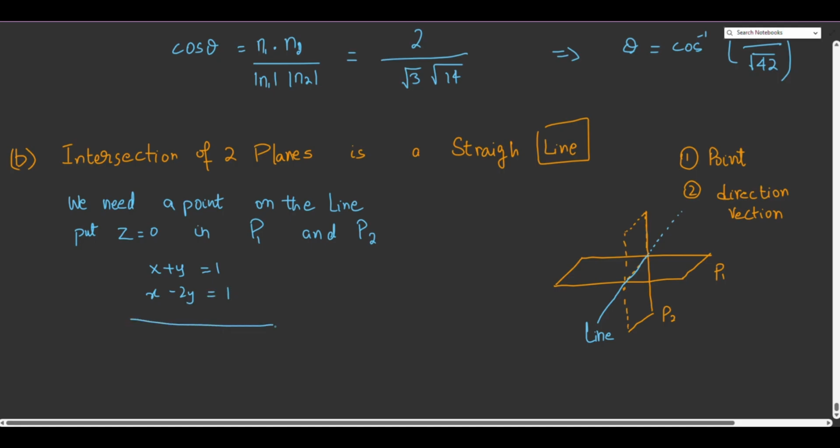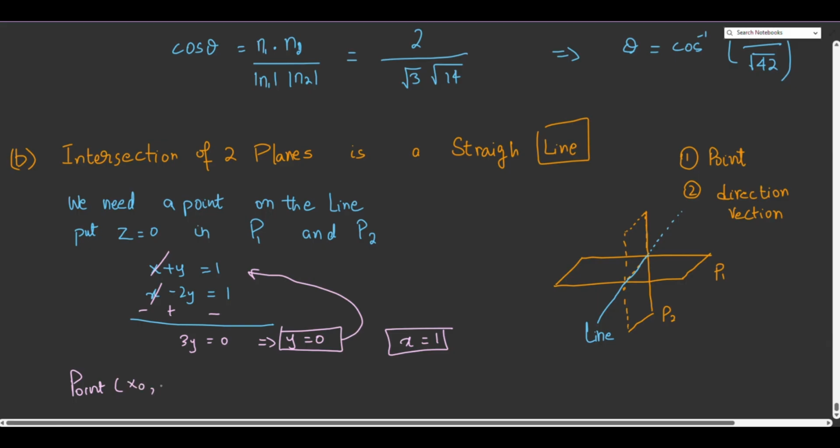If we solve these two equations simultaneously, since x has the same coefficient, we can subtract the equations. The x will cancel, and we get 3y equals 0, which implies y equals 0. Substituting y equals 0 in this equation, we get x equals 1. So this is the point P. Let us denote it with x0, y0, and z0, and it has the coordinates 1, 0, and 0.